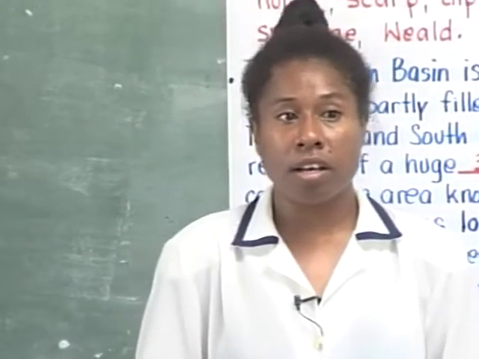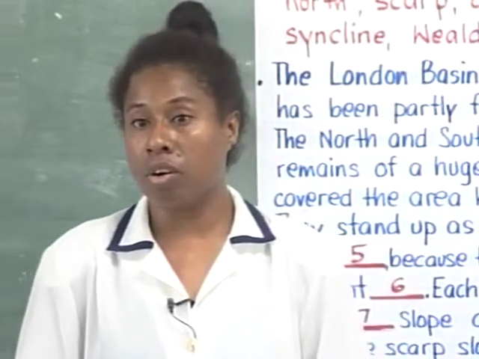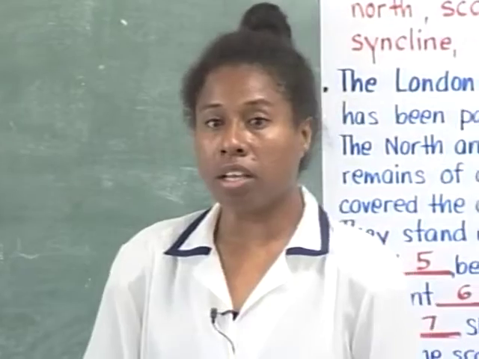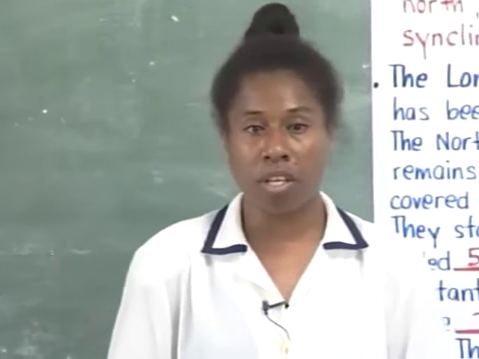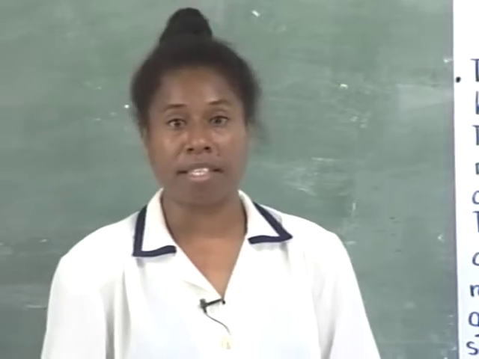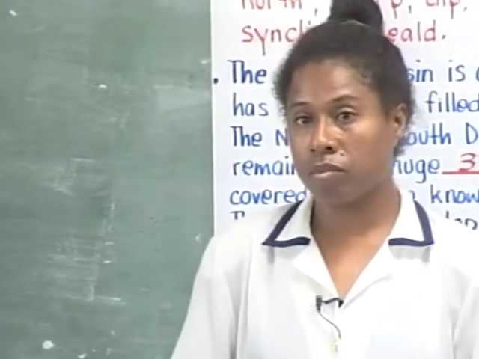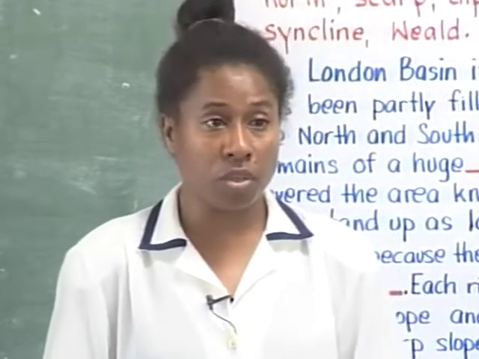There are four simple examples of folding that we looked at yesterday. Bill, what are those four simple types of fold that we covered in our lesson yesterday? The first one is monocline, anticline, syncline, and overturned or overfold. Okay, good. Those were the simple types of fold that we looked at yesterday.